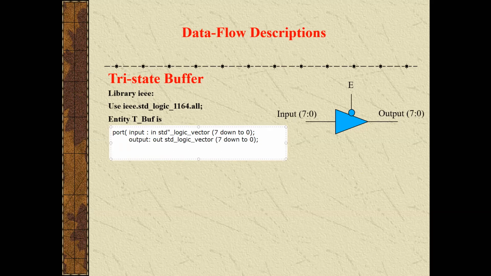Another pin is the E pin, or enable pin, which is also an input type. We can say in; this is only a single bit, so we cannot take it as vector data, only single std logic. Okay, so this is the end of the entity. We have to close it with a semicolon, and we have to end the entity by the name of the entity, so end t underscore buff.